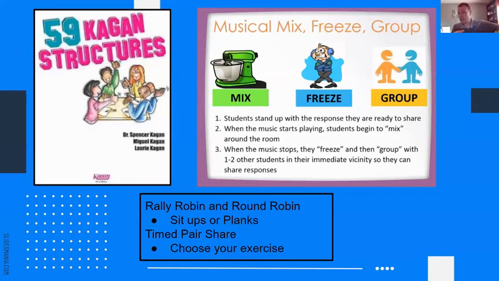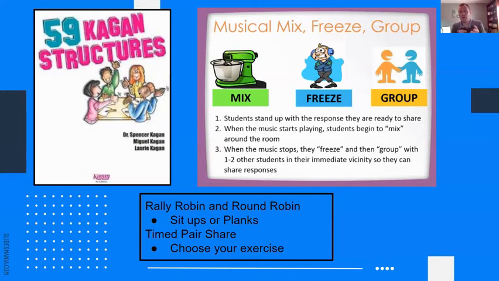I am not a Kagan expert. You probably have way more Kagan structures in your toolbox than I do. And so I am excited to see what Kagan structures you can add movement to.